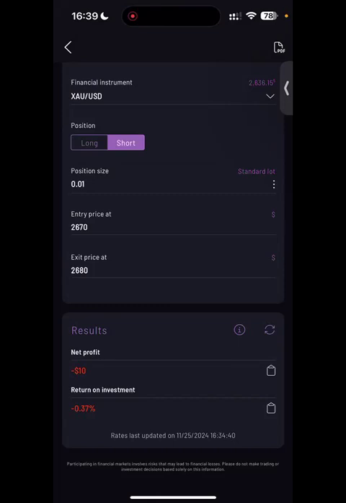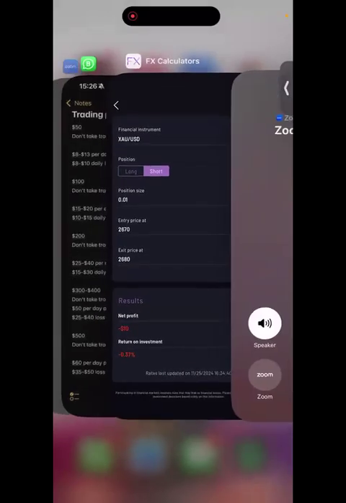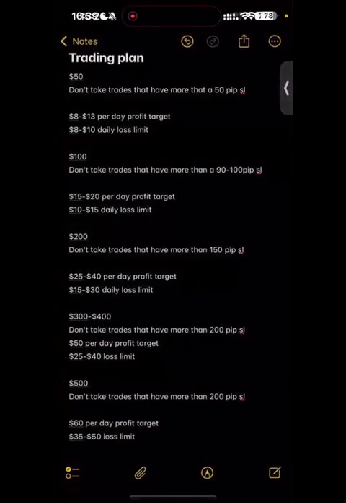There are trades that have a 20 pip SL, and there are trades that even have a 200 pip SL. So you always need to calculate your risk so that you know how much you are risking per trade. You always want to know how much you are risking per trade.